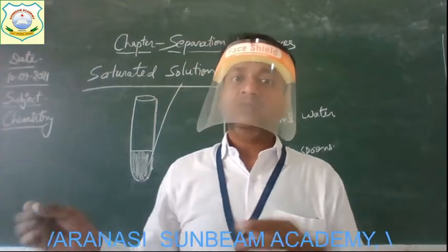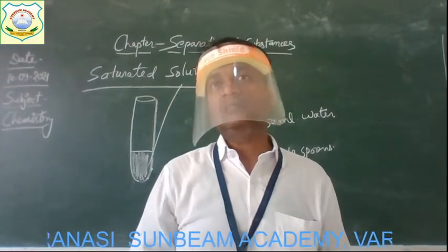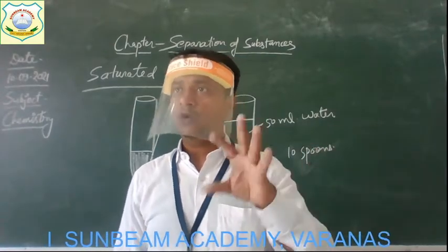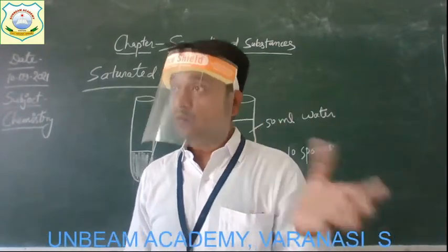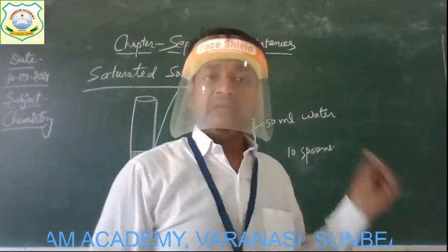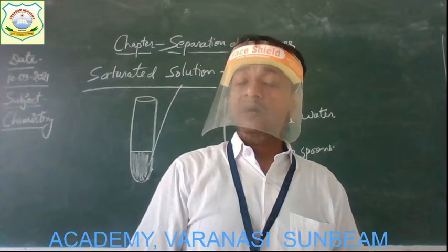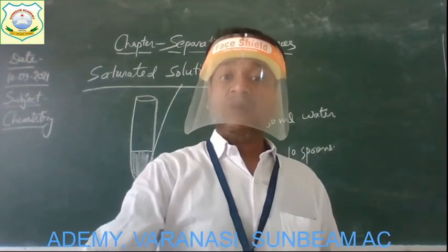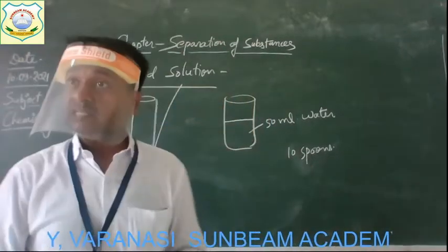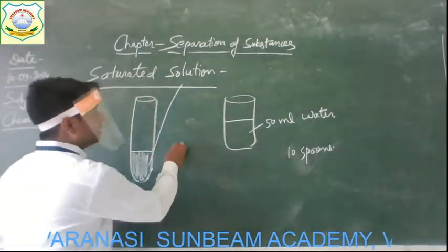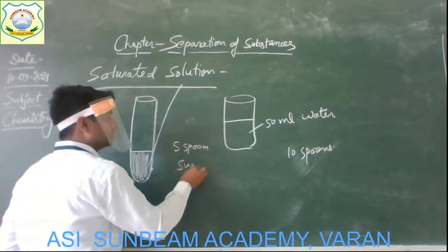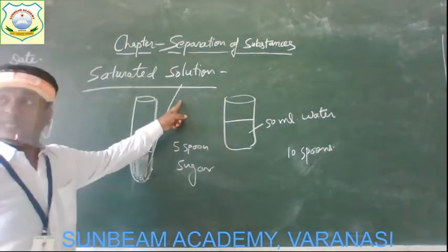So this activity you can perform by yourself also by taking simple substances like sugar and water, like salt and water, like alum and water also. Alright now? So in this activity, what do you observe? You observe the different quantities of different substances. It is not necessary that after adding 5 spoons of sugar, you get the saturated solution of sugar.